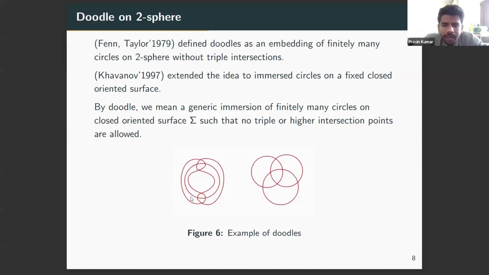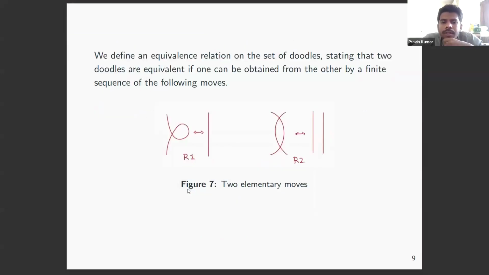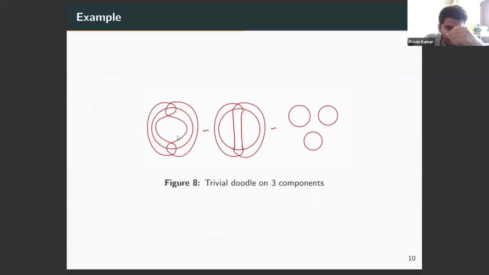For example, using these two moves, we can see that this first figure is equivalent to a trivial doodle on three components. I can apply my R2 move on this region, which removes this particular bigon. So I applied my R2 move. Then I applied some homotopy, sliding each of the circles to become a trivial doodle on three components.